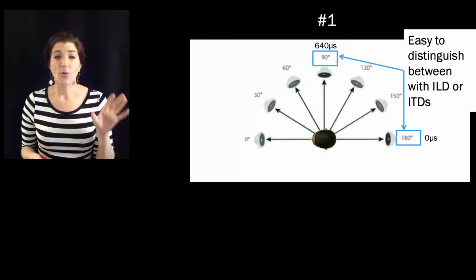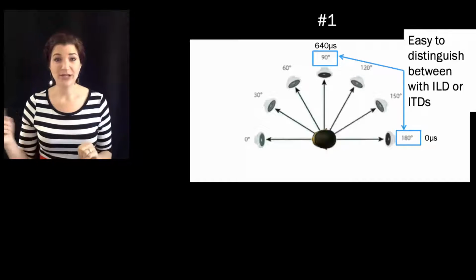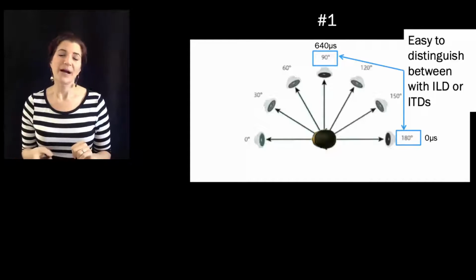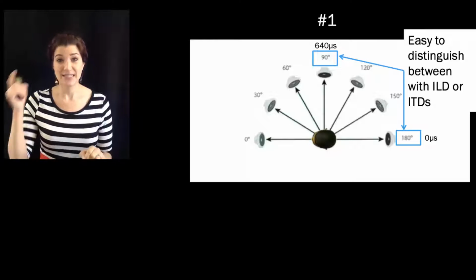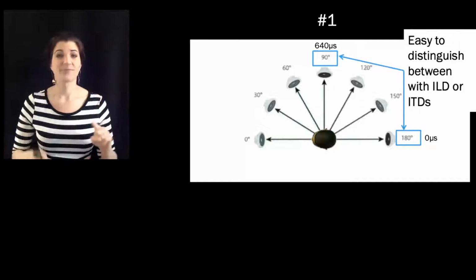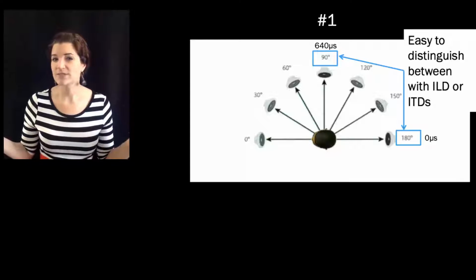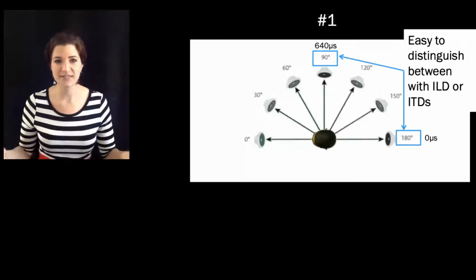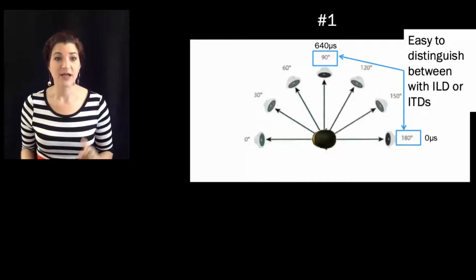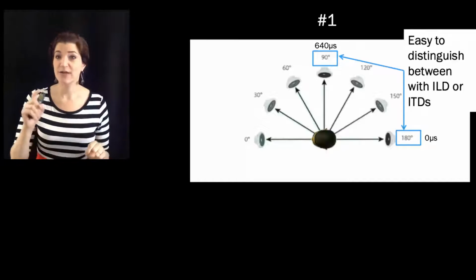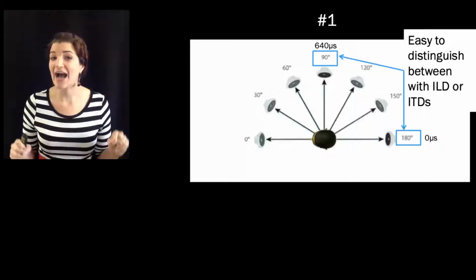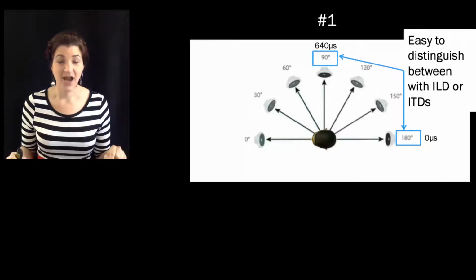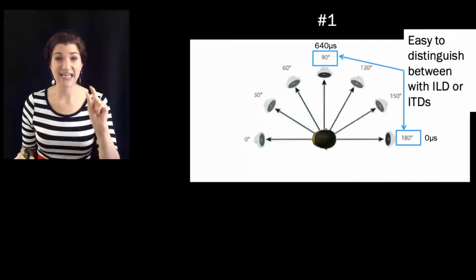I just want to point out, when I say that the sounds will reach the right ear much faster, by that I mean 640 microseconds faster to get to the right ear than the left ear. Yeah, microsecond, that sounds small. What's a microsecond? It's a millionth of a second. To put this in perspective, a microsecond is to a second as a second is to 11 and a half days. A microsecond is tiny.